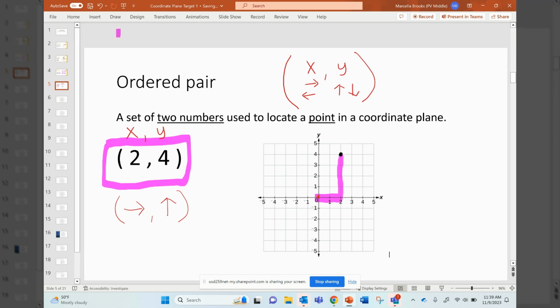For now, you can use the highlighter to show your path, but eventually I want you to do it without the highlighter. Okay?